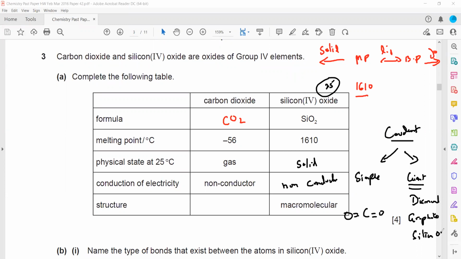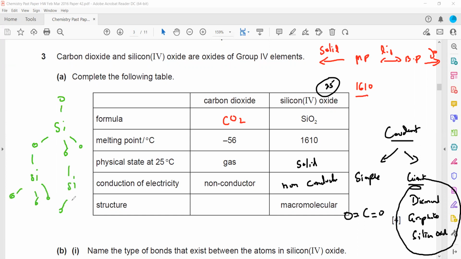So carbon dioxide has one carbon and two oxygen. But in the case of silicon 4 oxide, it is not like this. In silicon 4 oxide, one silicon, then four oxygen atoms are attached, then one silicon, then four oxygen atoms are attached, and so on. So silicon 4 oxide is a macromolecular giant. So three giant structures you have to learn: diamond, graphite, and silicon 4 oxide. If anything other than that is given, what will the structure be?